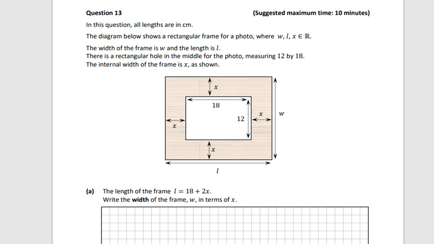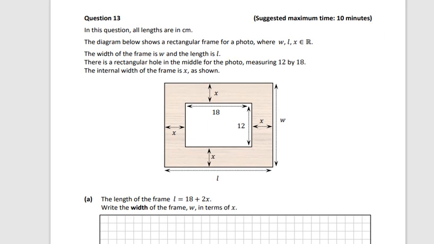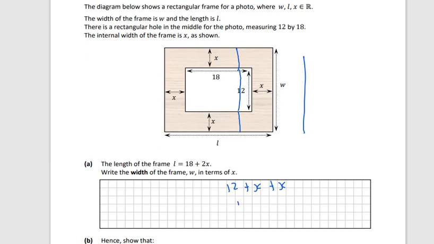Hi folks, this is question 13. We need to write the width of the frame. That's this side over here. So the 12 in the middle, it's going to be that plus the x plus the other x. So it's just 12 plus x. And we know that's 12 plus 2x.